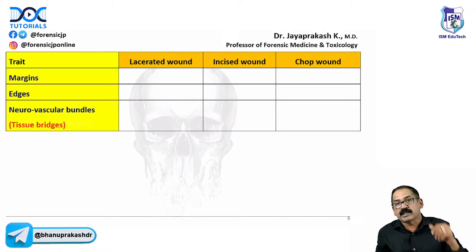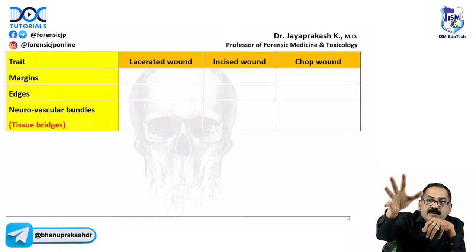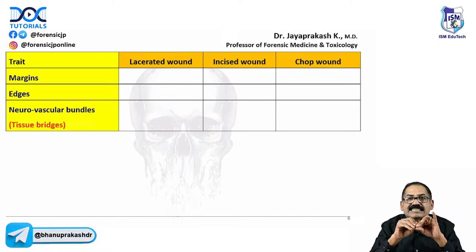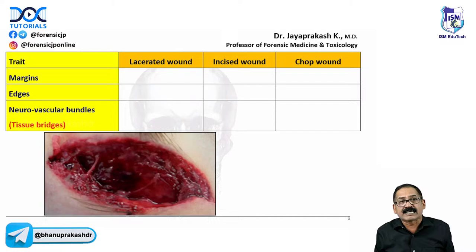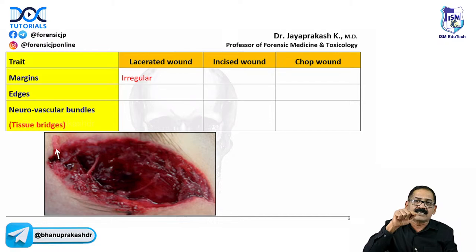Now imagine, listen carefully. Don't type any message or anything. Just listen to me carefully. I take a stone and hit on a person forcibly. It causes invagination of the skin. When the threshold of the invagination crosses the stretching, it tears. Skin just tears. Once it tears, the margins will be irregular. Look at this wound. This is a lacerated wound. Look at the margins. Margins are irregular, irregular, irregular. It is not regular. It is irregular.